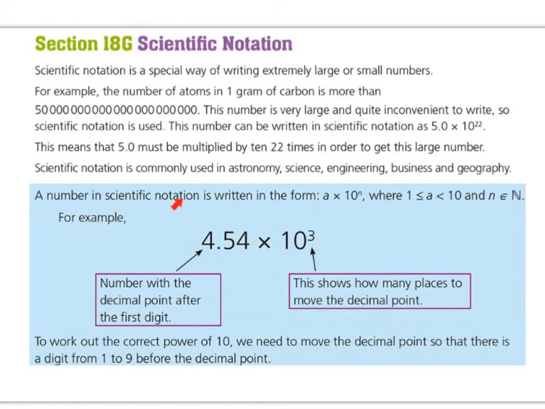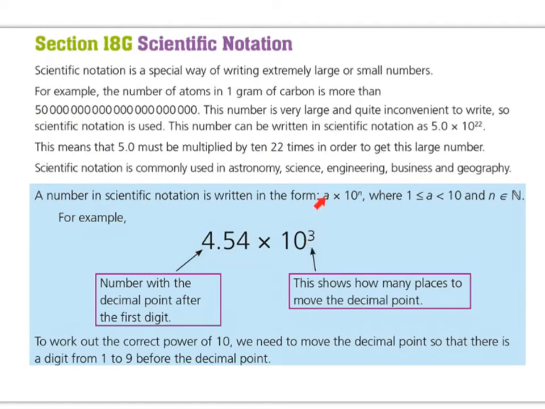A number in scientific notation is written in the form of a times 10 to the power of n, where a is greater or equal to 1 but less than 10, and n is an element of the natural number set. So the n, the power, must be a positive whole number. So for example, 4.54 times 10 to the power of 3. So this number is written in scientific notation.